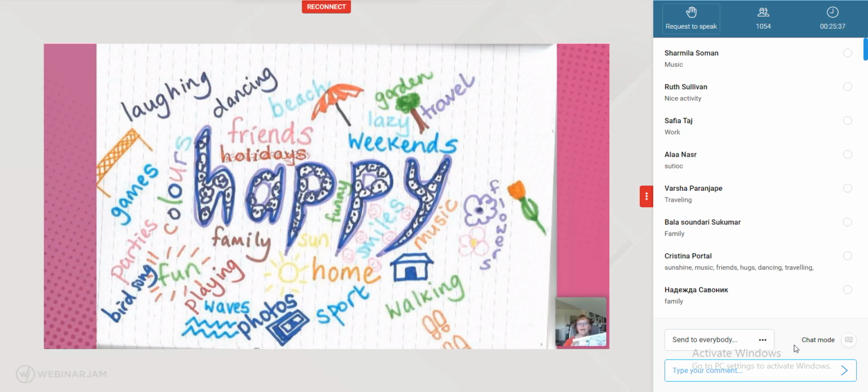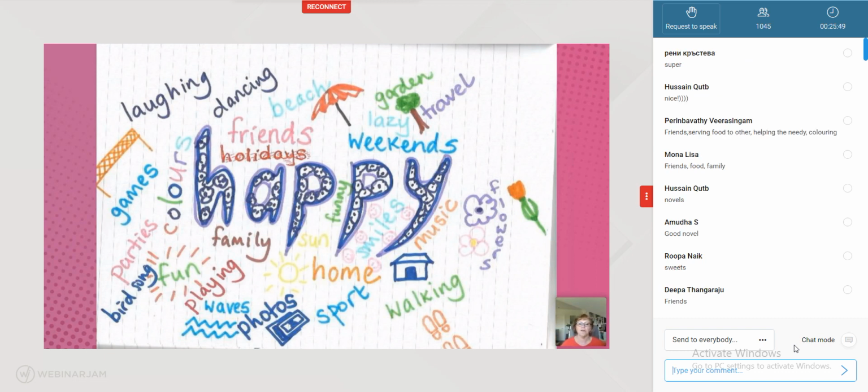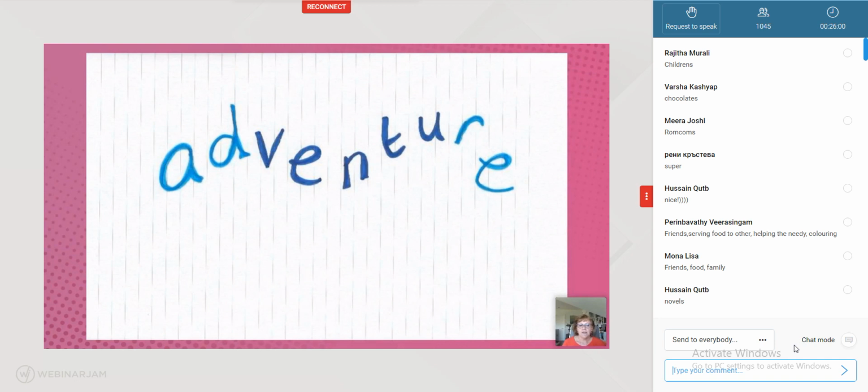I can show you my piece of paper for sweet. Okay, so things that I think of when I hear the word sweet, or what I would describe using the word sweet. Okay, so we can show each other our physical pages. We don't have to do it online. Okay, so we can do that with adjectives, but we can also do it with words like adventure.